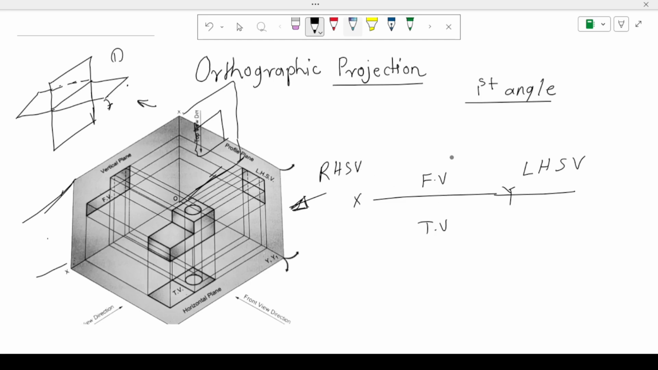So in first angle projection, the front view comes above the XY line, the top view is below the XY line, the left hand side view is always drawn on the right side of the front view, and the right hand side view is always drawn to the left side of the front view. Then next is third angle projection.